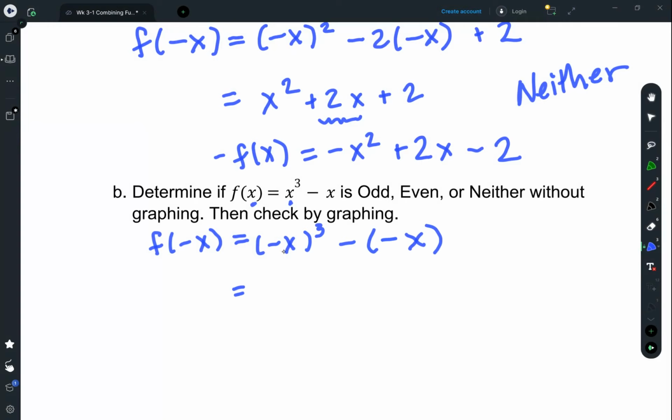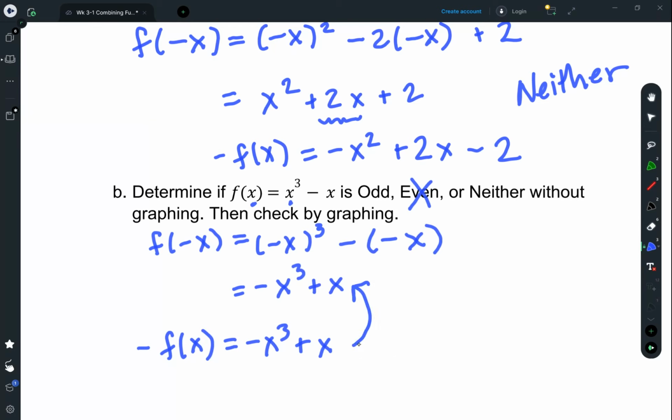All right, so minus x cubed is minus x times minus x, which is x squared, times minus x, which is minus x cubed, plus x. Now, this is definitely not equal to f of x, so we know it's not even. What about odd? Well, minus f of x would be minus x cubed plus x, switching the signs on all my original function. And yep, sure enough, those guys are equal, so this one is odd.